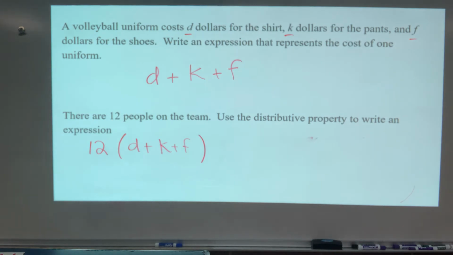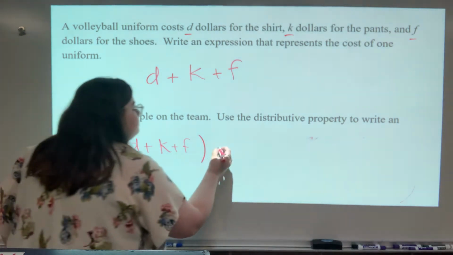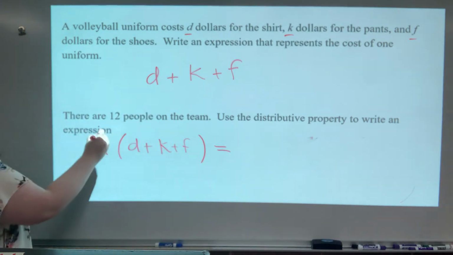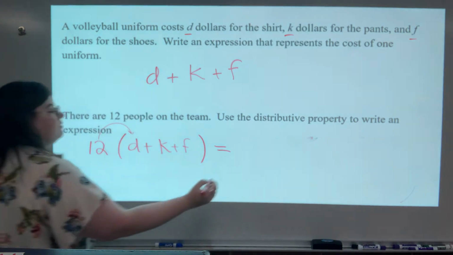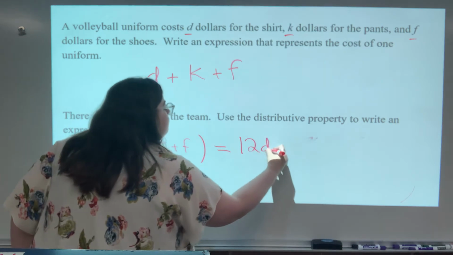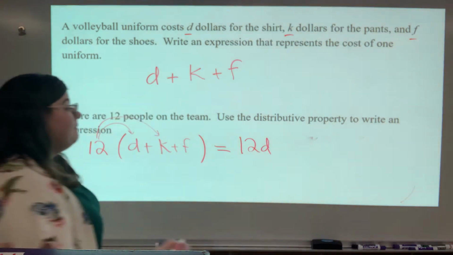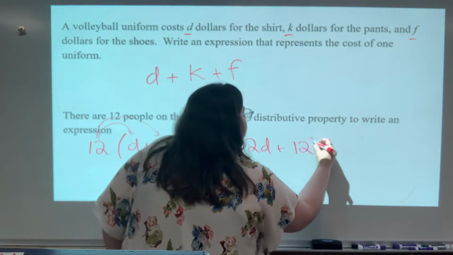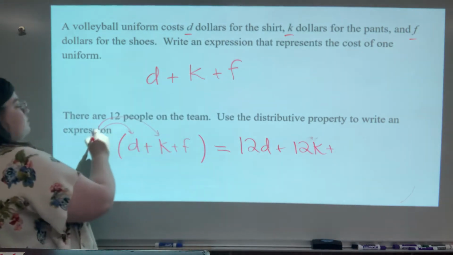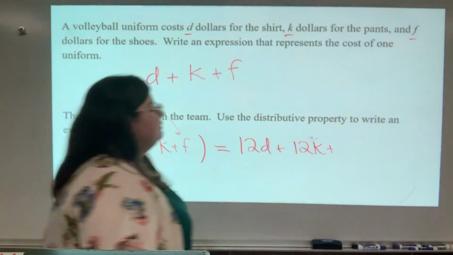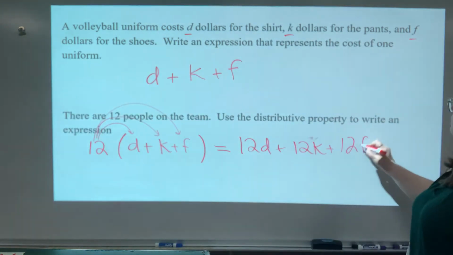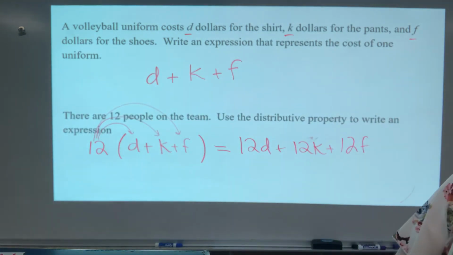If I wanted to use the distributive property on this, I could write an equivalent expression to say, all right, 12 times D plus 12 times K plus 12 times F. All right, so again, two different ways to write the same thing.